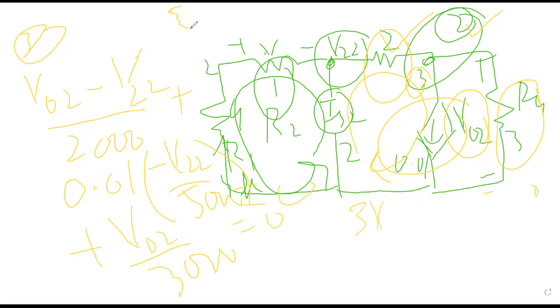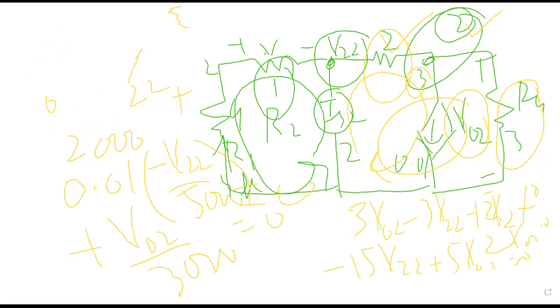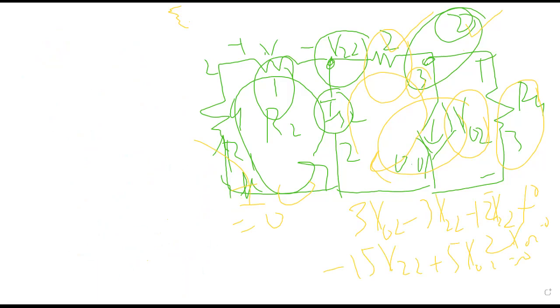So it equals to 3V02 minus 3V22 minus 12V22 plus 2V02 equals to 0. After simplification, the value is minus 15V22 plus 5V02 equals to 0.